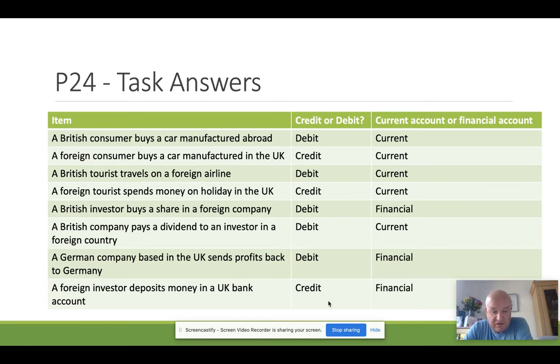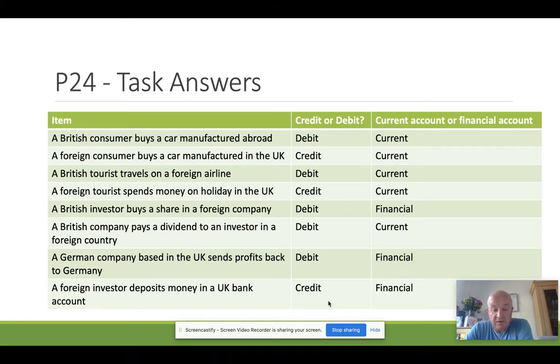Next one, a British investor buys a share in a foreign company. Okay, so if we're buying a share in a foreign company, we're clearly investing outside of our economy, and that would essentially be money going out of our economy, and it would be a debit, and that would be from the financial account, because obviously that's a financial transaction rather than goods or services being swapped for the transaction.